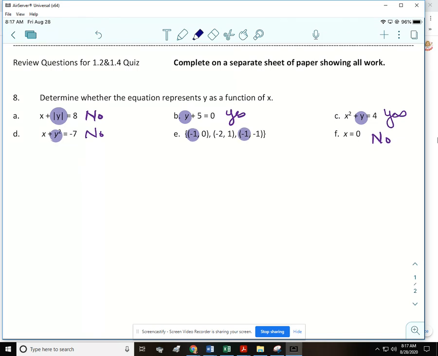E is different. E is a set of ordered pairs. This is not in algebraic form, so we think a little differently. We're looking to make sure that the x coordinate doesn't repeat, but because it does, this is not a function. All right, so I hope that clears it up for you when you're getting ready for your quiz.